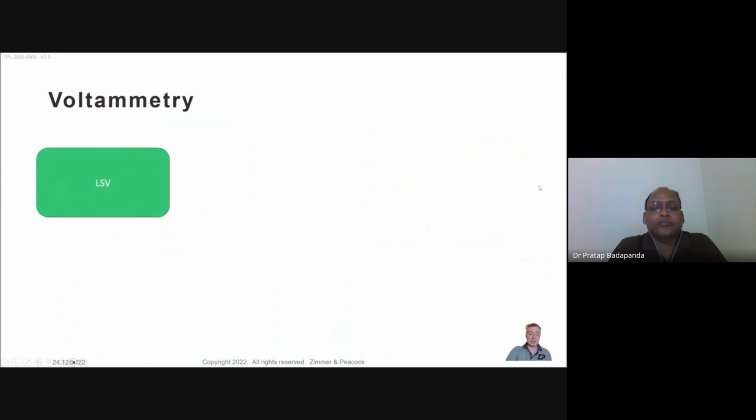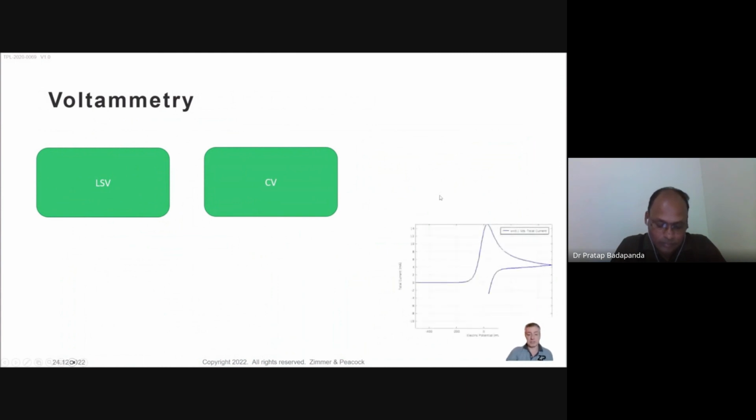Now, there are lots and lots of voltammetric techniques. Even when I say linear sweep voltammetry, LSV, there are subdivisions within this. Anodic stripping voltammetry could be considered a form of linear sweep voltammetry. So we have linear sweep voltammetry and cyclic voltammetry, and it's really linear sweep and cyclic voltammetry that I'll cover today.